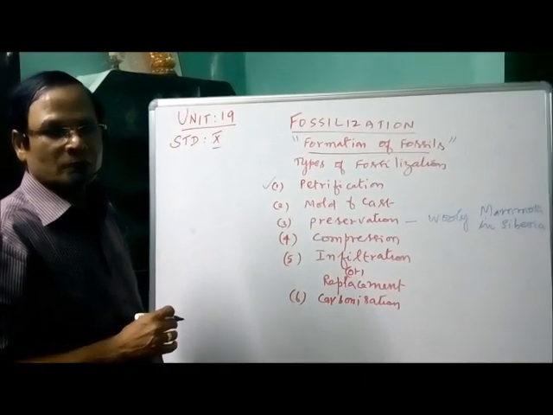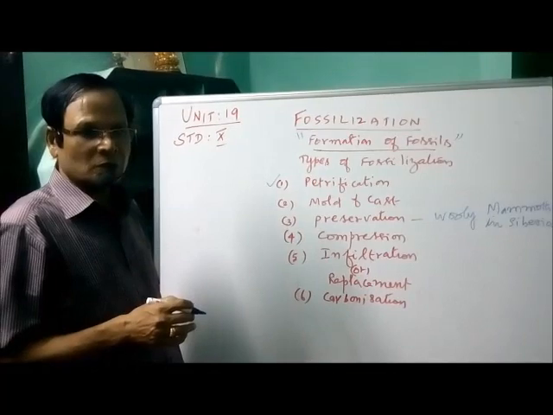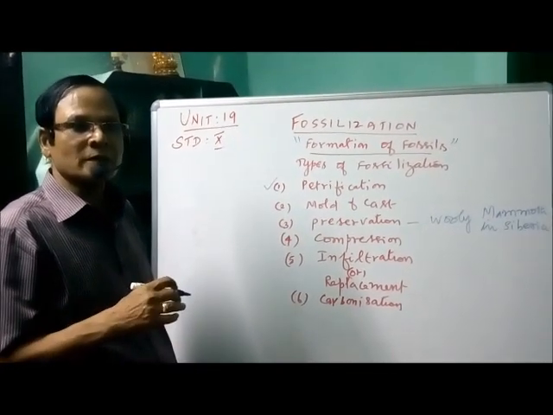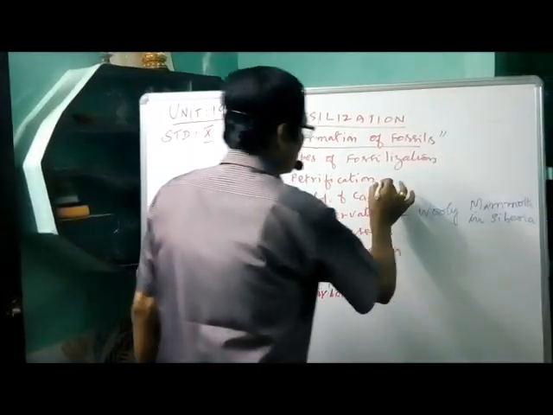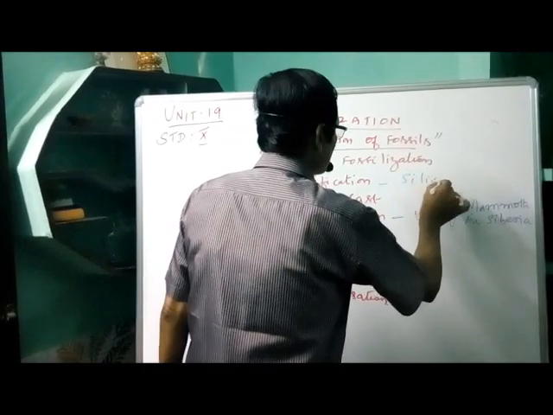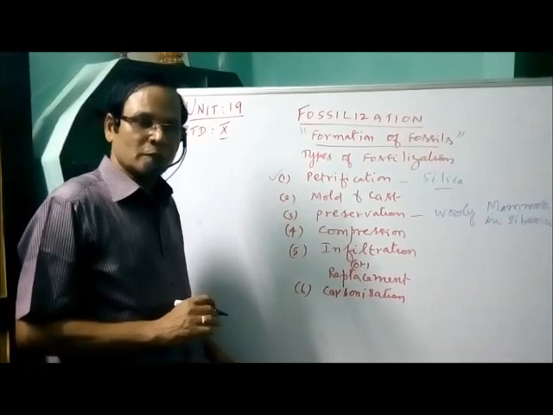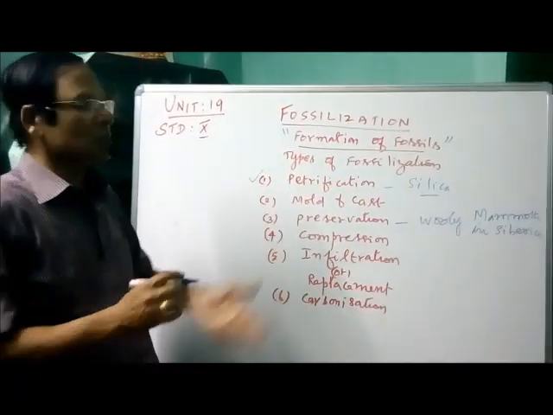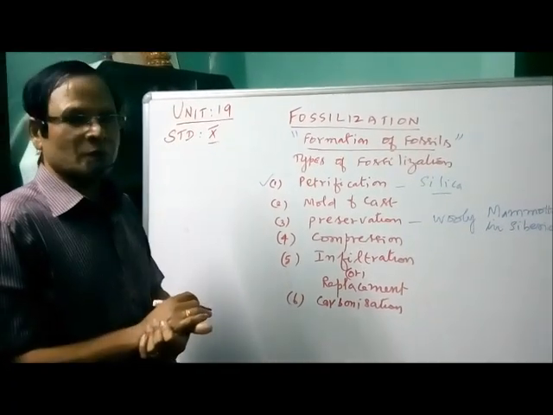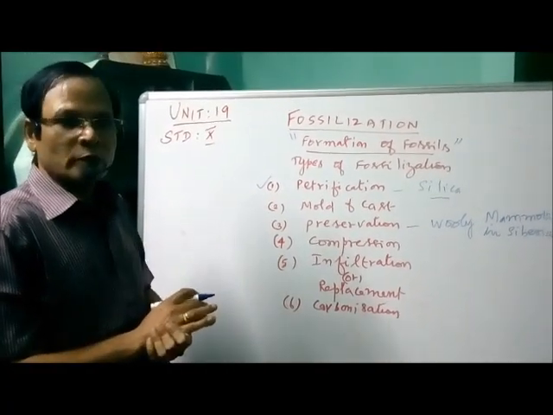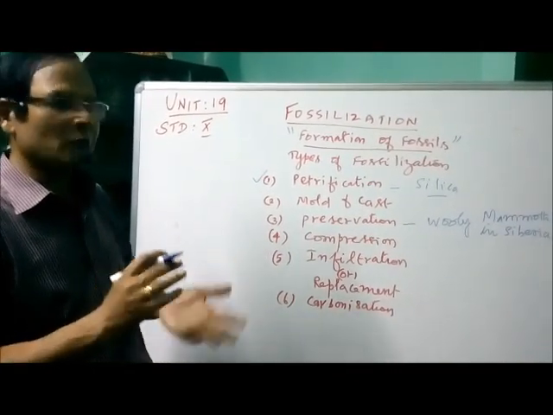What is petrification? When an animal or a plant dies, its original soft tissues or hard parts are replaced by minerals, molecule per molecule. Normally the element used is silica. So by this method, we have received petrified fossils containing the hard and soft parts.